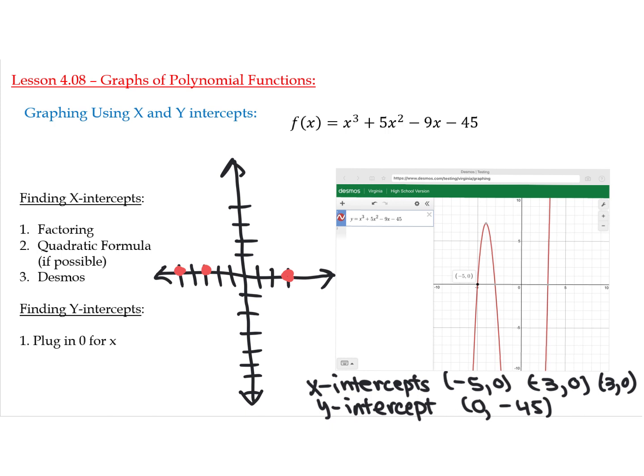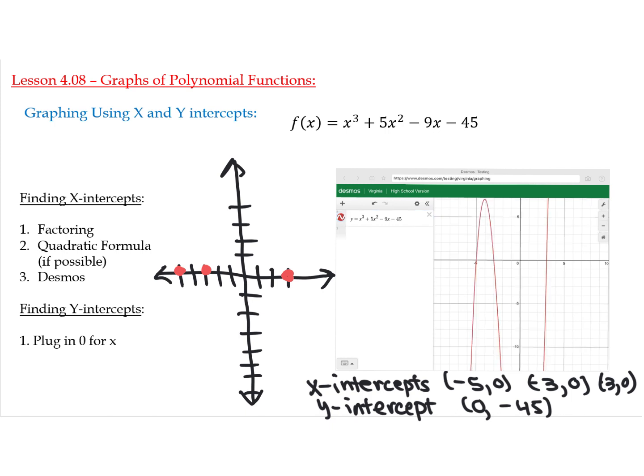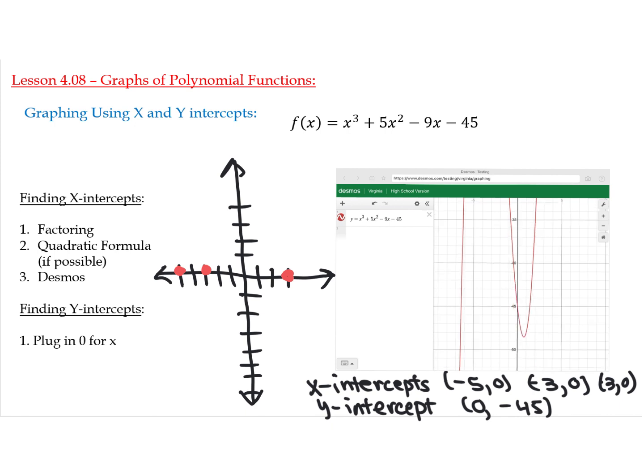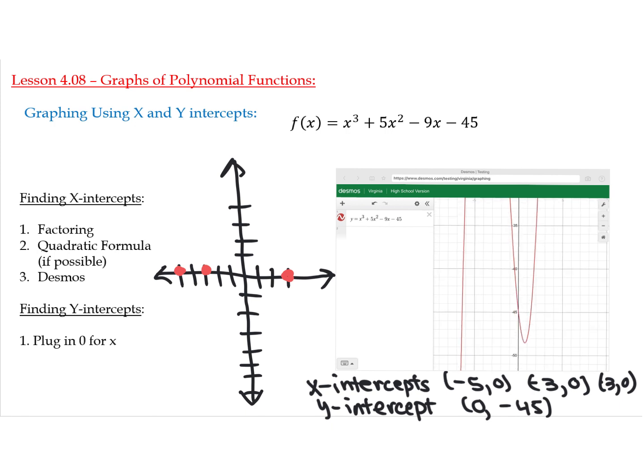I have -5, 0, and I have gone ahead and graphed it over to the left. I have -3, 0, and I graphed it. I have 3, 0, and I graphed it. So this particular problem has 3 x-intercepts. I then go down in my graph, and I can do that by zooming or moving the graph. And I find that my y-intercept is at 0, -45.